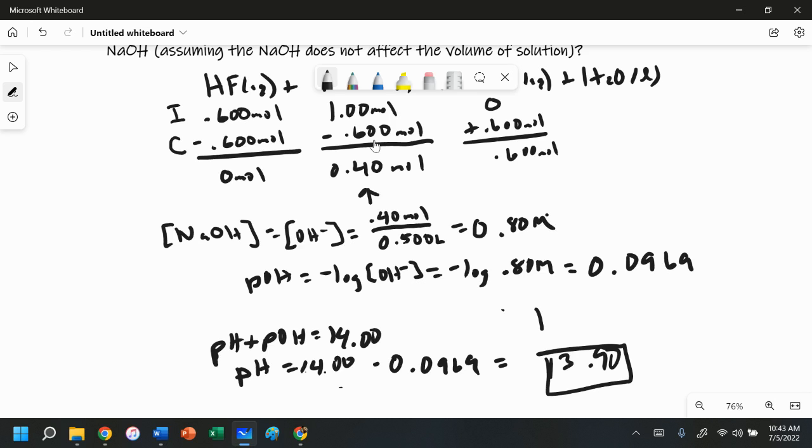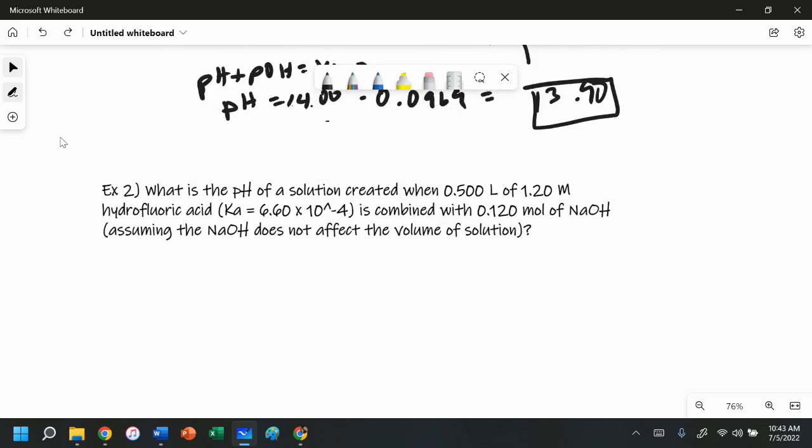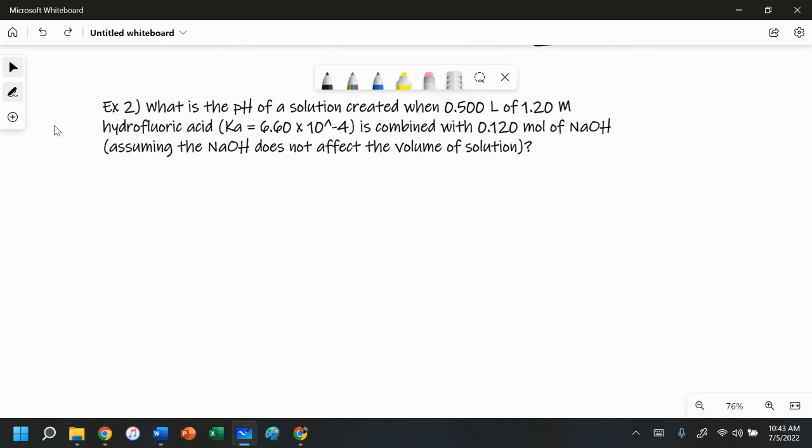So that's a reaction where you have a limited amount of weak acid reacting with an excess amount of strong base. What about if you have excess acid? How are we going to solve that problem? Here's the second problem where we're going to determine the pH when we have an excess amount of weak acid.